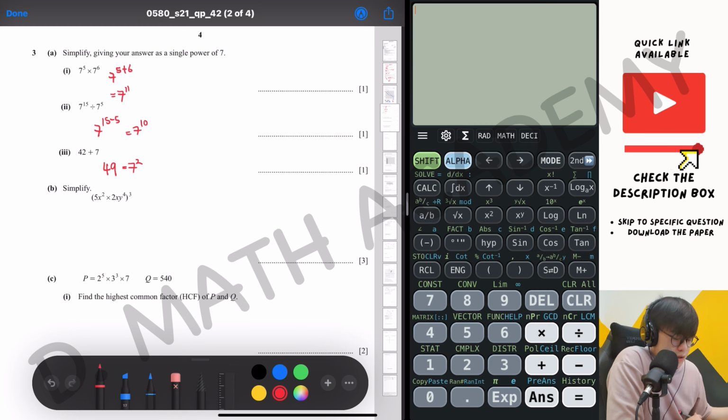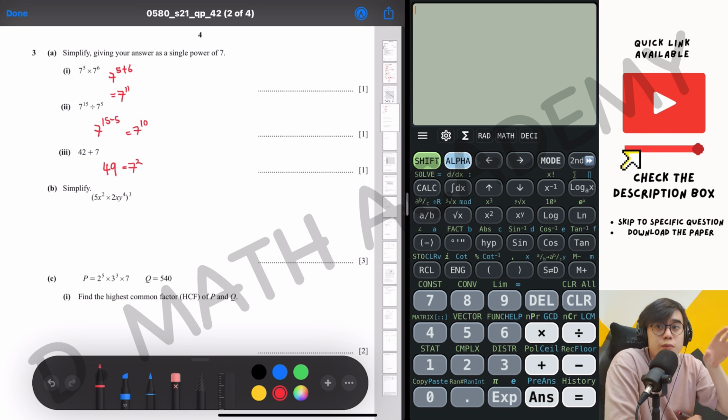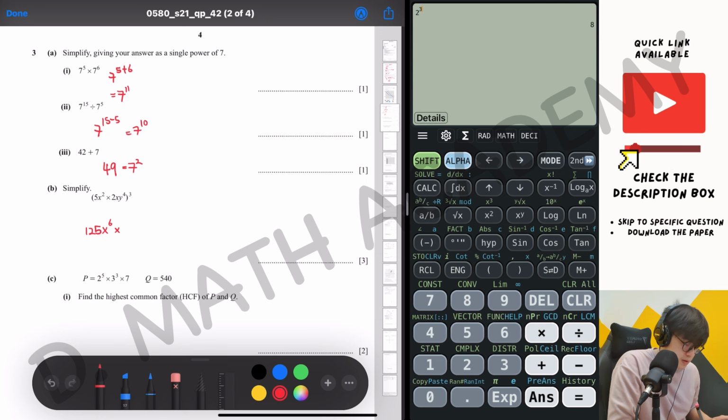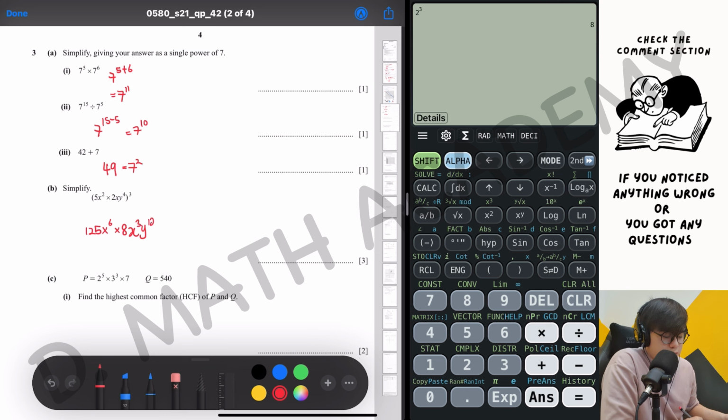As for the next one, the key thing here is the power of 3. Kindly remember that it will be applied to everything inside the brackets. So 5 to the power of 3 is 125. 2 to the power of 3 is 8. Remember, power of a power, when they interact, it's multiplication. So calculate these two together, and you actually get 1000 x9 y12. That's how you get to your final answer.